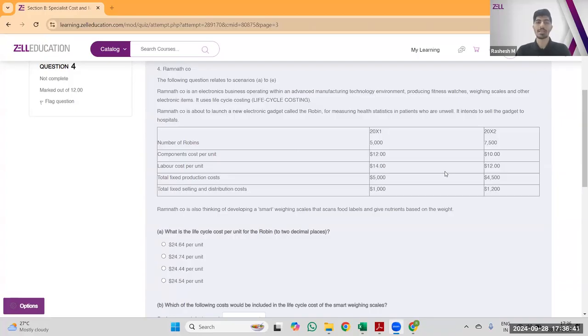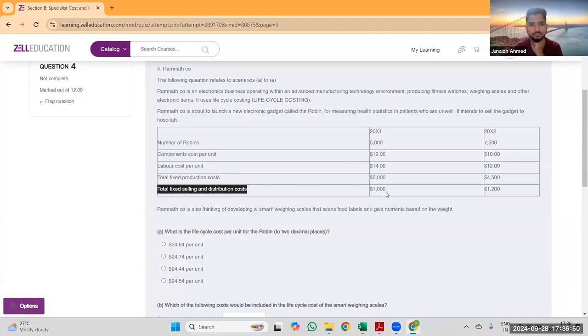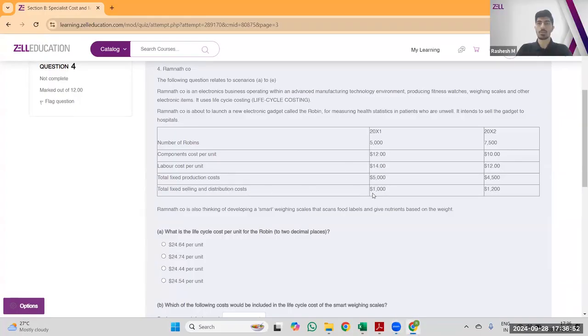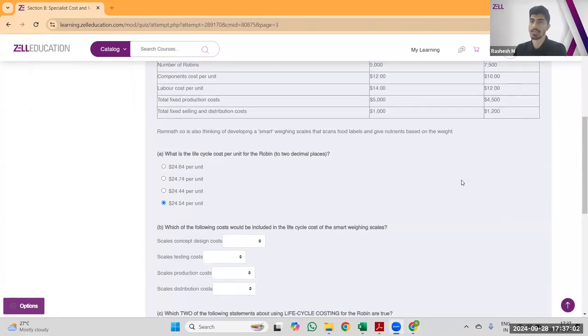So do we include selling and distribution cost, guys? Yes, sir. All costs are included, nothing else. Umang, Arya, that's also correct. So the answer, I hope, comes to 24.54. In this one, we'll be able to check it all together at the end.